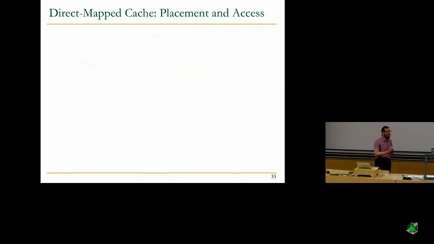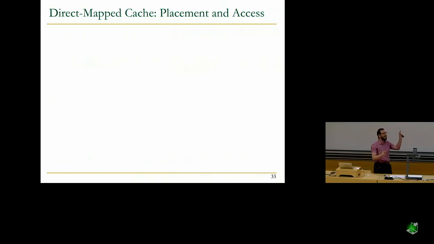Okay, so we'll start with the simplest form of the cache. That's called a direct mapped cache. Direct mapped cache means that a cache block in a part of memory can be mapped to only one possible location in the cache. That's called direct mapped. You're directly mapping a potential block address to a single possible location in the cache.